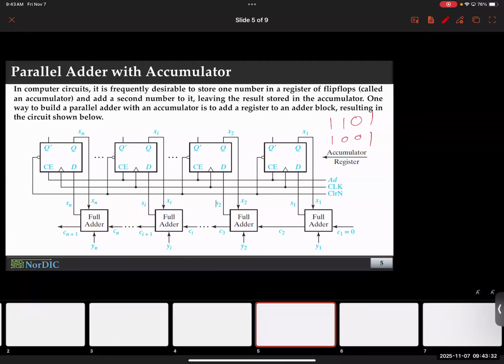And keep track of the output. So whatever the sum is, you have to add it to another number. It's kind of like an accumulation, right? So you have to keep track of the sum. Let me show you what I mean by this.